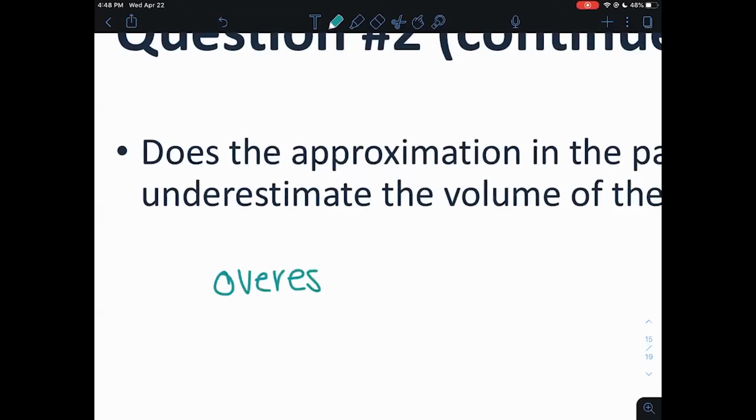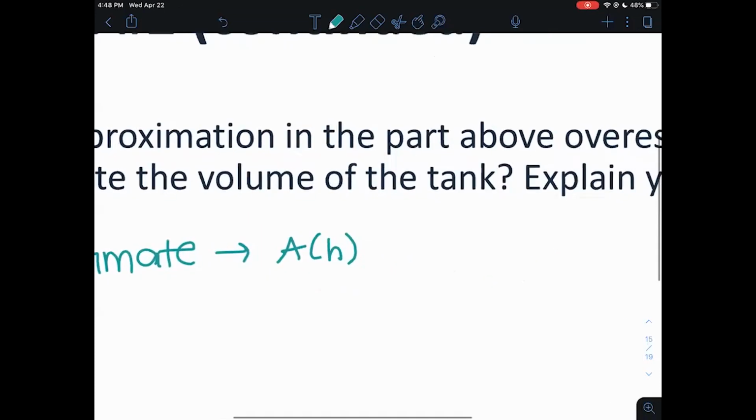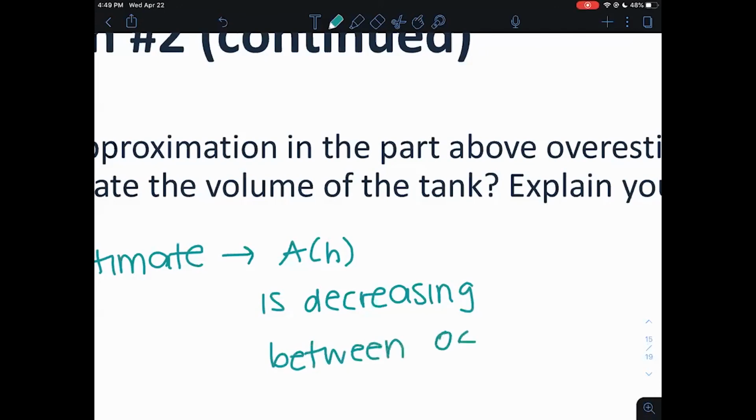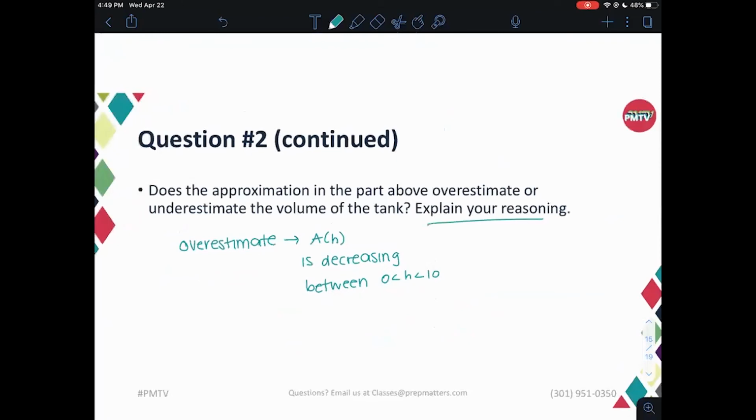So this is an overestimate here, because A of h is decreasing. And that is a justification. We can add bounds if we want to, so between 0 and 10. That's an explanation. We don't need more than that.